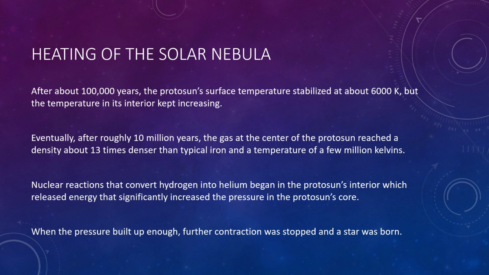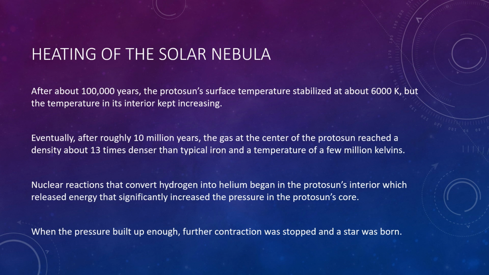Under these extreme conditions, nuclear reactions that convert hydrogen into helium began in the protosun's interior. These nuclear reactions released energy that significantly increased the pressure in the protosun's core. When pressure built up enough, it stopped that contraction of the protosun, and thus a star was born. In fact, the onset of nuclear reactions defines the end of the protostar stage and the beginning of a star. Nuclear reactions continue to the present day in the interior of the Sun and are the source of all of the energy that the Sun radiates into space.